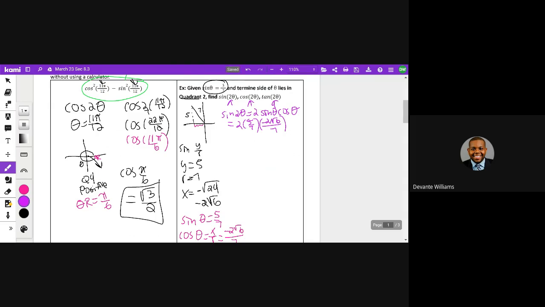I'll slow down so you can catch up. Remember, when we multiply fractions, we multiply straight across. So now we get negative 20 square root of 6 all over 49. And we cannot simplify anymore. We're done. That's our sine of 2 theta right there. That's our answer.